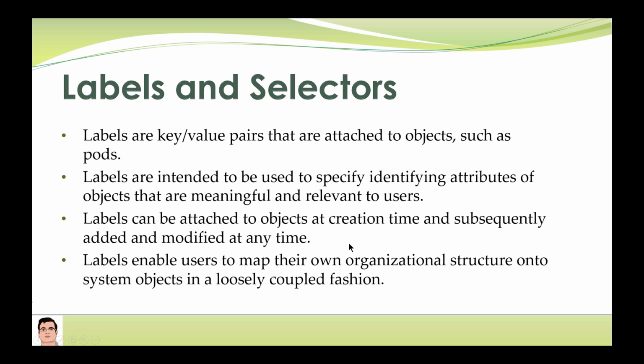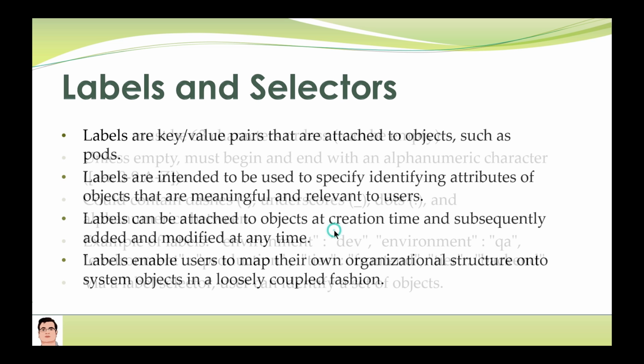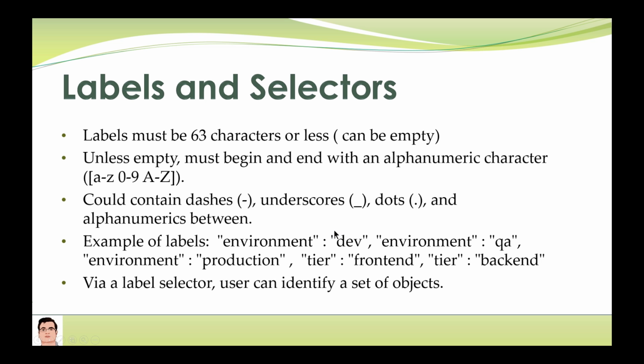So it is very important to label all the objects in the Kubernetes cluster. There are some validations: the label should be no more than 63 characters. It can be empty. If it's not empty, then it should begin and end with an alphanumeric character, like a small a to z, 0 to 9, and a capital A to Z. It may contain dashes, underscores, and dots between the alphanumeric characters.